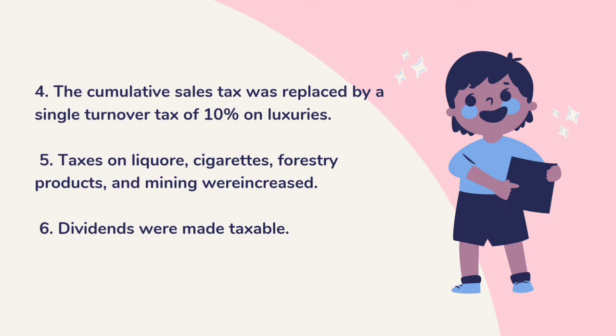Number 4, the cumulative sales tax was replaced by a single turnover tax of 10% on luxuries. Number 5, taxes on liquor, cigarettes, forestry products, and mining were increased. Number 6, dividends were made taxable.